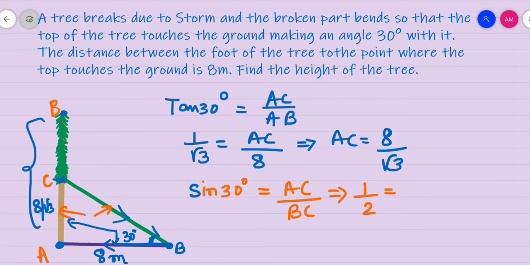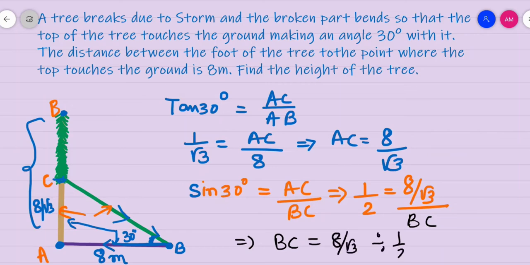Your AC is 8 by root 3, and BC is not known to you. Now this implies that BC is equal to 8 by root 3 divided by 1 by 2. This means 8 by root 3 multiplied by 2 by 1. So it becomes 16 by root 3. Okay, 16 by root 3.